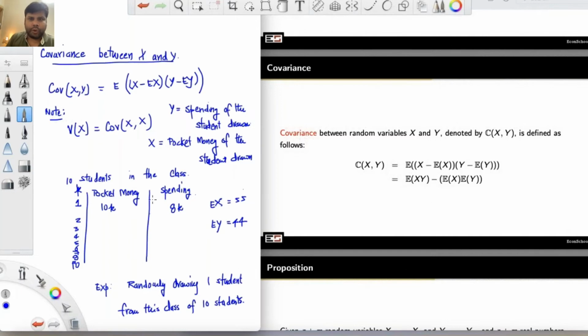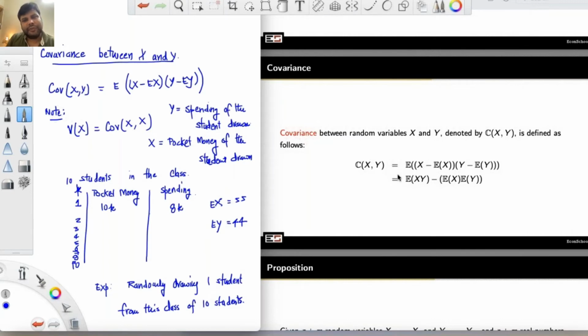Now to figure out the covariance, you can do that using the formula. It's not difficult. Once you have these numbers, you can easily figure it out. Let me first give you an alternative way of finding covariance. Remember, for variance also there were two formulas.